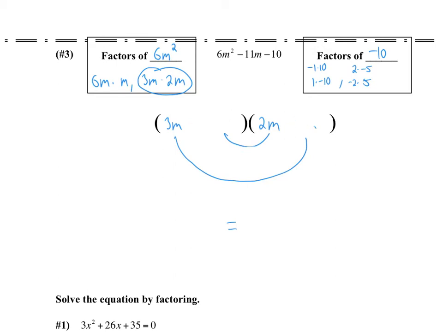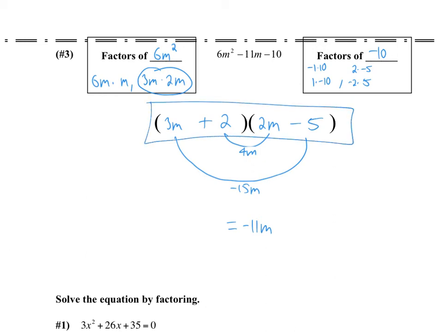All right, what can we do instead to add up to negative 11? Do you see what that's going to be? Well, if we put negative 5 right here, and we put plus 2 right here, let's give that a try. What's 2 times 2m going to be? Well, that's 4m. And what's 3m times negative 5? That's negative 15m. So what's 4m minus 15m? Well, that's negative 11m. So this one is the correct factorization right here.